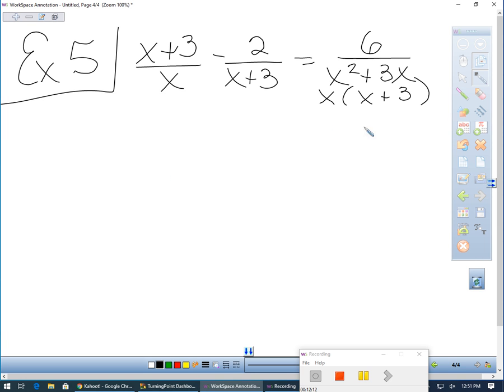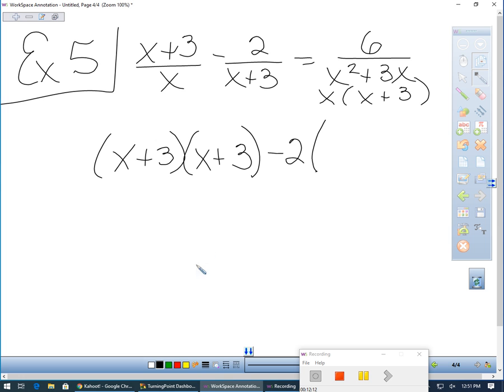Okay. So in this first one, I have x plus 3 on top, right? What factor is this one missing? The x plus 3. So I have to multiply it by x plus 3. Next one is minus 2. What's this one missing? Good.